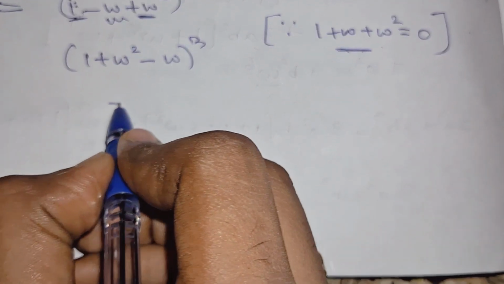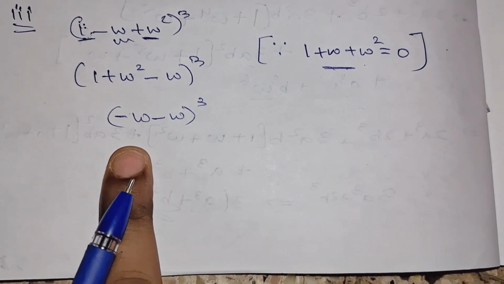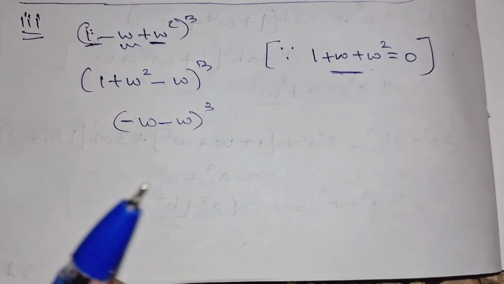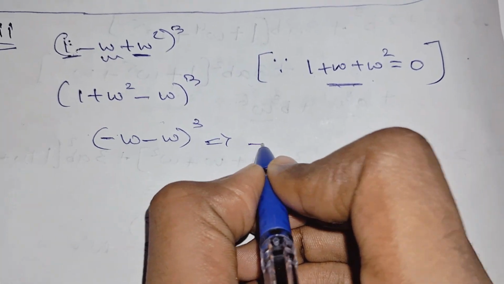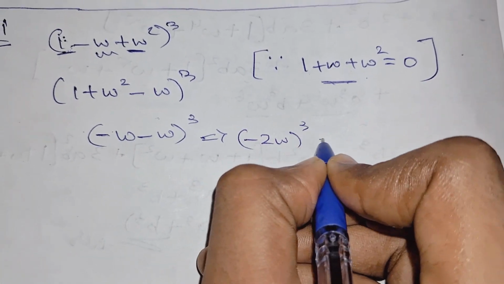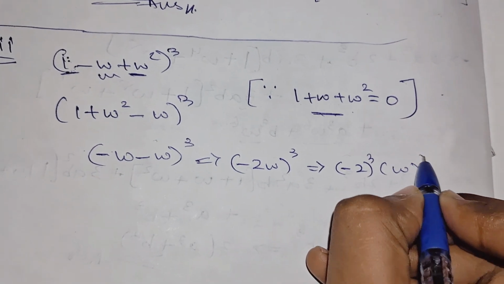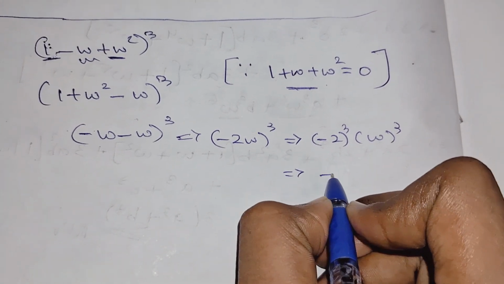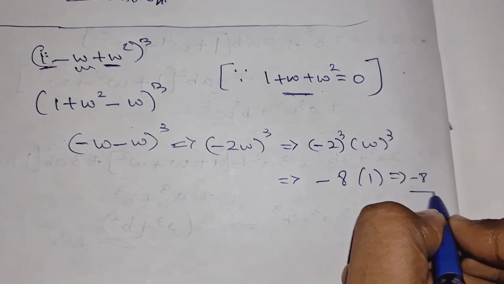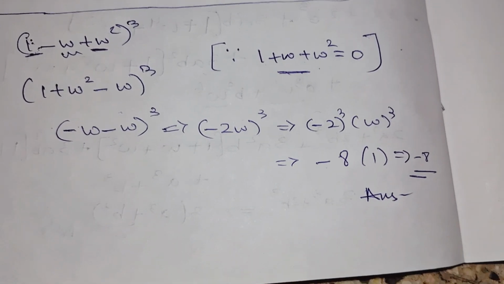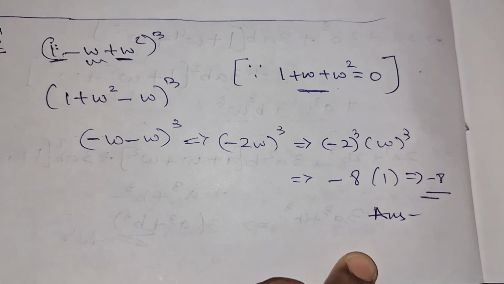now from this condition we can substitute 1 plus omega square, isn't it, as minus omega. So if I simply substitute minus omega, I'll get minus omega whole cube. Now minus omega into minus omega is what? Minus 2 omega whole cube. That is nothing but minus 2 whole cube and omega whole cube. Minus 2 whole cube is minus 8 and omega cube is 1. Therefore the answer will be minus 8. Wasn't it simple? So this is the final answer.